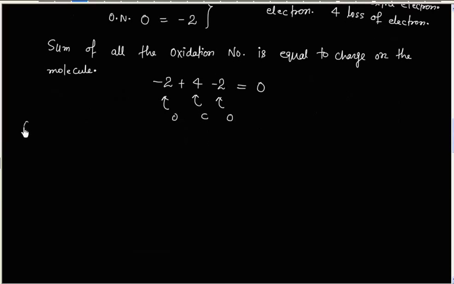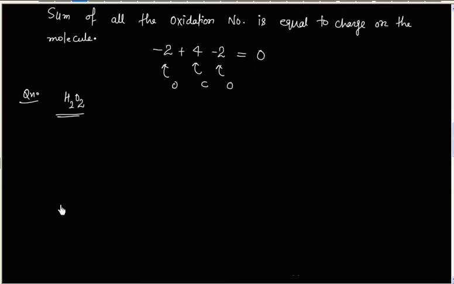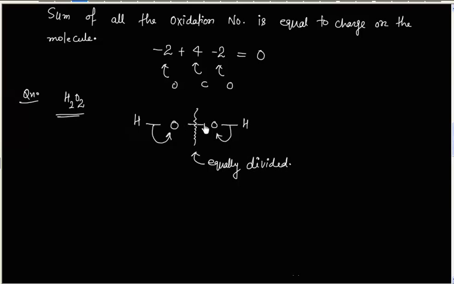Let us try the next problem. Find out the oxidation number of oxygen and hydrogen for the H2O2 molecule. Now this is the Lewis dot structure for H2O2. These bond pair electrons will go to oxygen because oxygen is more electronegative. Same here. But these two bond pair electrons will be equally divided, because both oxygens have the same electronegativity. So this is bond cleavage between the same kind of atom. Whenever we have the same kind of atoms, electrons will be equally divided.